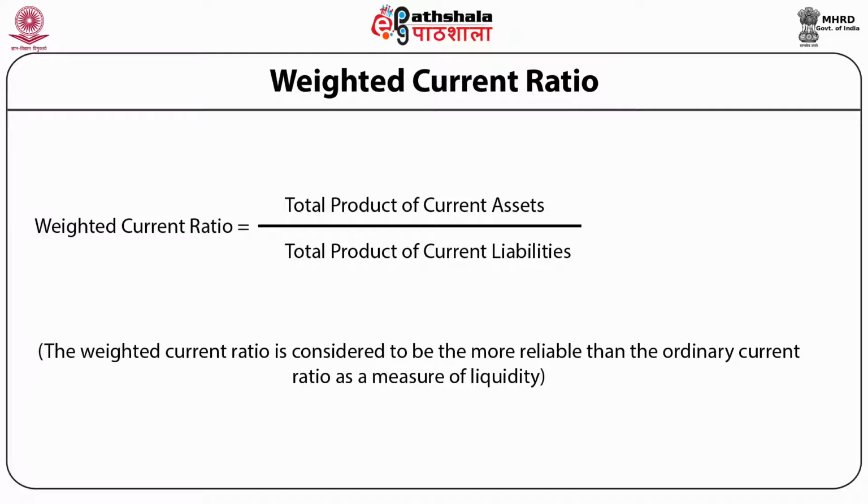Current assets include cash in hand, cash at bank, short-term marketable securities, bills receivable, inventories, prepaid expenses, and current liabilities include outstanding expenses, bills payable, sundry creditors, short-term advances, income tax payable, dividends payable, bank overdraft.